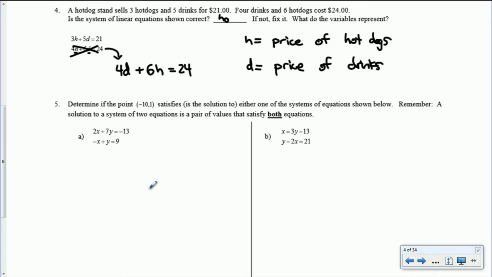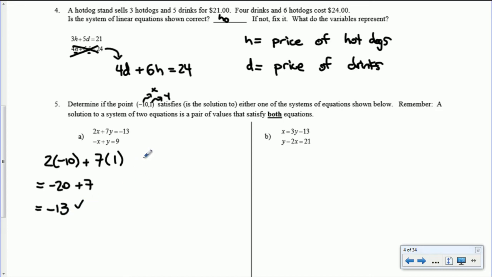So looking at this first one, this would be our x and that would be our y, typically for an ordered pair. So let's check this first one. 2 times -10 plus 7 times 1. I'm expecting it to be -13, but it might not be, so let's double check. That'd be -20 plus 7, and -20 plus 7 is indeed -13, so that's what I expect.